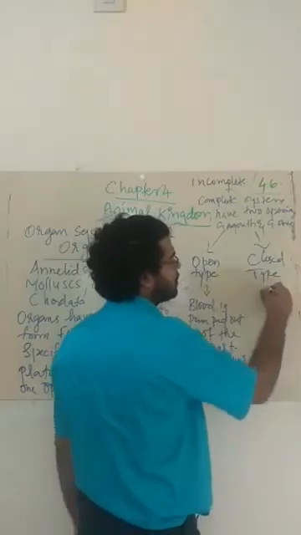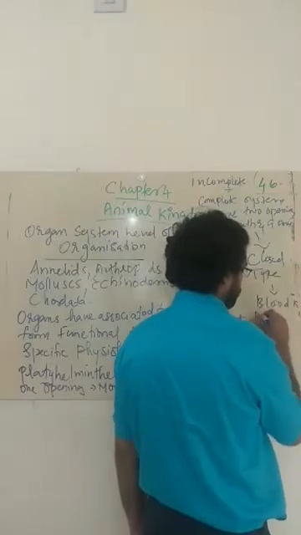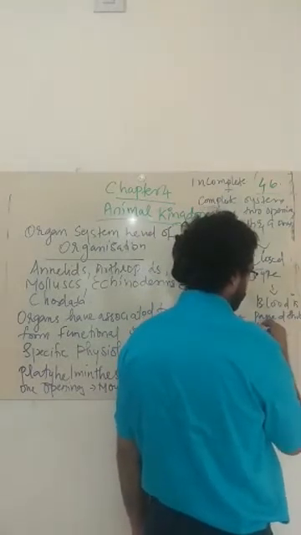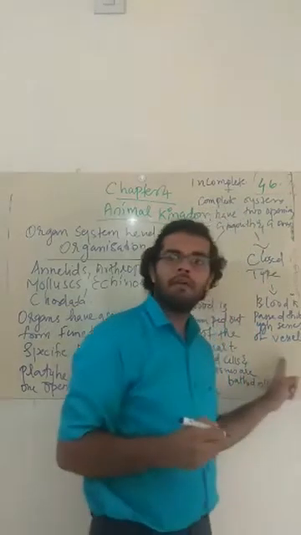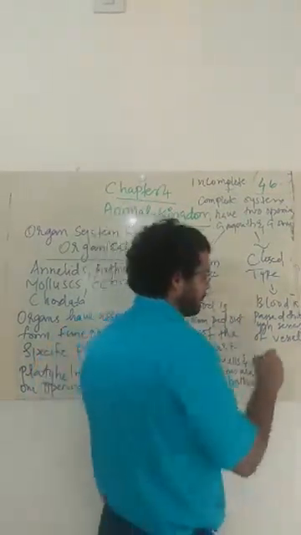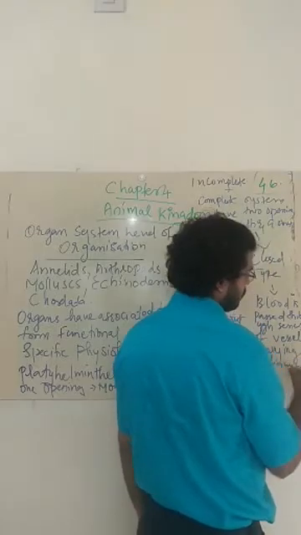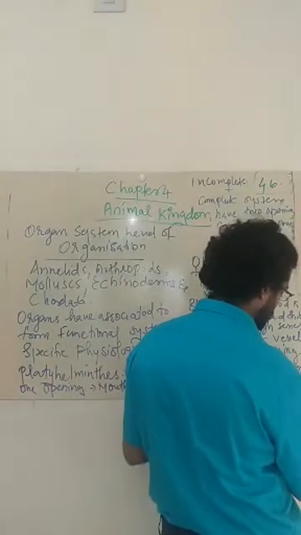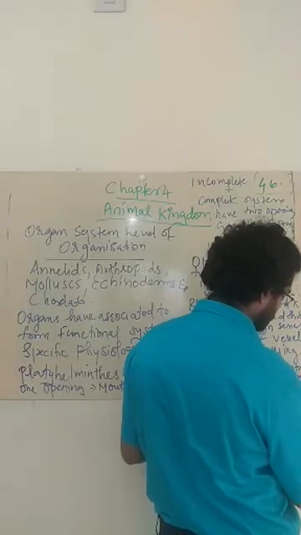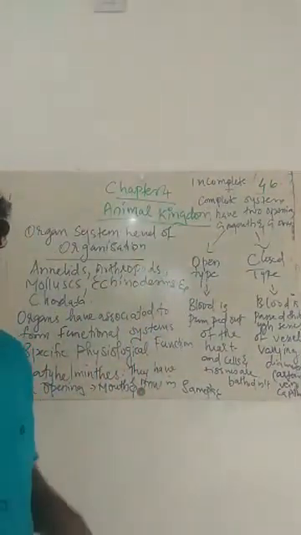Then in closed type, what is the specialty? The blood is circulated through a series of vessels of varying diameters, that means arteries, veins and capillaries. So this is about the level of organization.